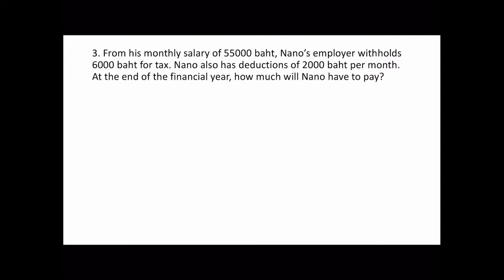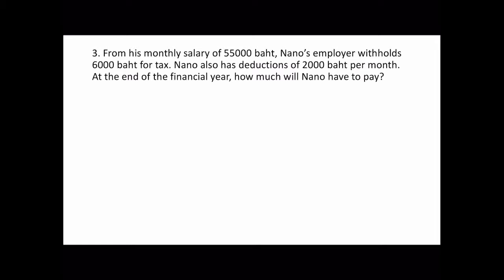From his monthly salary of 55,000 baht, Nano's employer withholds 6,000 for tax. Okay, so every month his employer, whoever is paying Nano, keeps 6,000 for him, and that 6,000 is used to pay for his tax. Nano also has deductions of 2,000 baht per month. So at the end of the financial year, how much will Nano have to pay in tax?